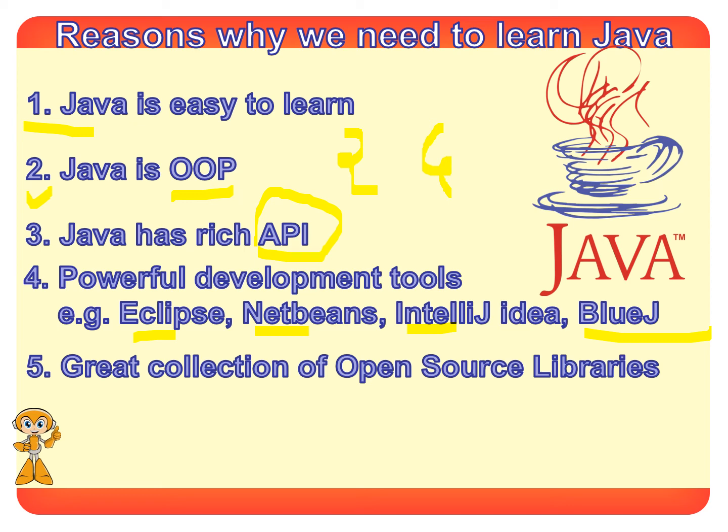Next, we have a great collection of open source libraries. Open source libraries ensure that Java can be used everywhere.